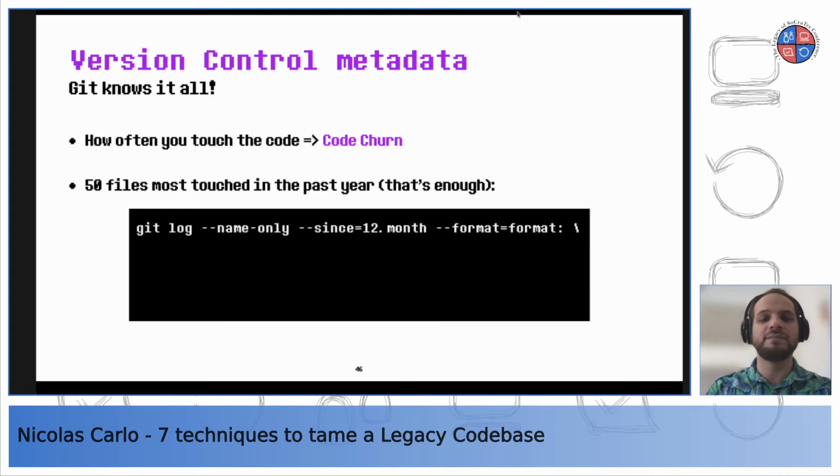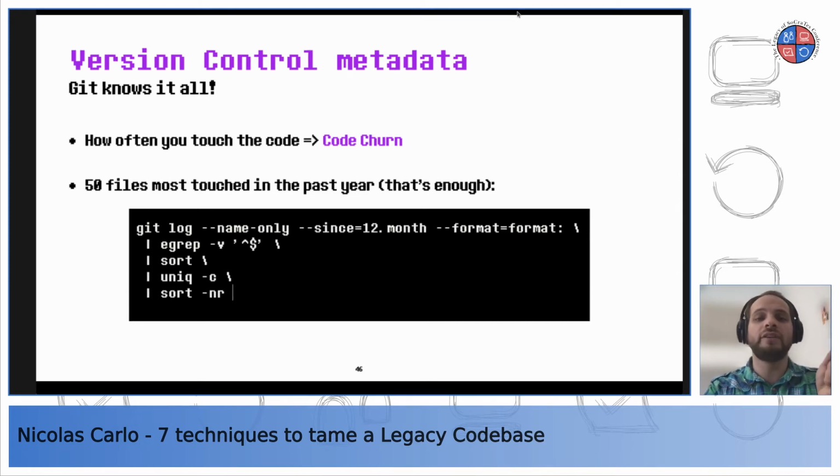So you ask for the file names of the past 12 months. That's usually enough. You remove the fancy formatting. Then you omit the blank lines, or, for example, you could also use egrep to omit the JSON files if you don't care about these, the markdowns if you don't care about these, etc. You sort them, you count them, and then you sort them again, but this time using the count number, and that will be the number of times each file has been touched. And finally, you pick the first 50.